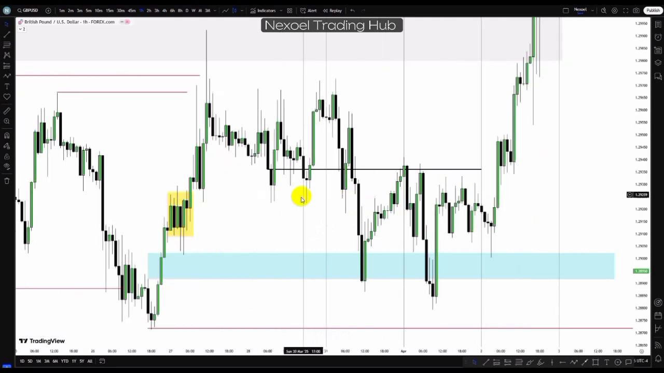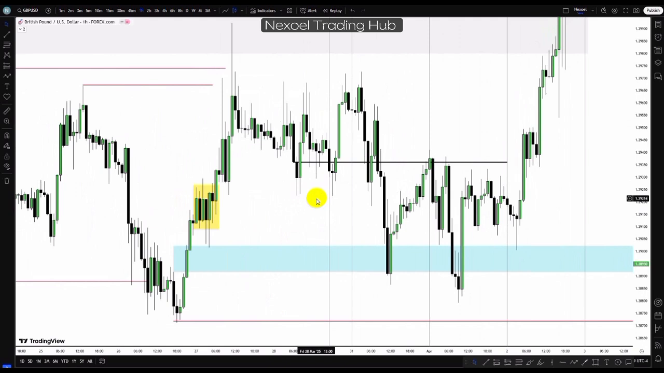So that was why I pointed out in the markup I shared in the mentorship community and also in the free Telegram community, emphasizing that if price breaks this, then we want to see bearishness to the downside. So what we can see here is that now price came. This is the Sunday opening price here. So let's point out the opening price on Sunday.